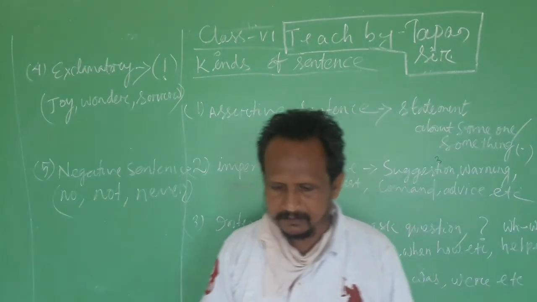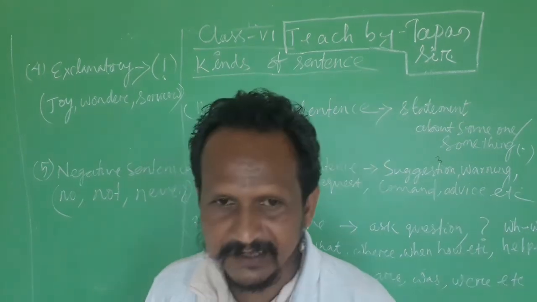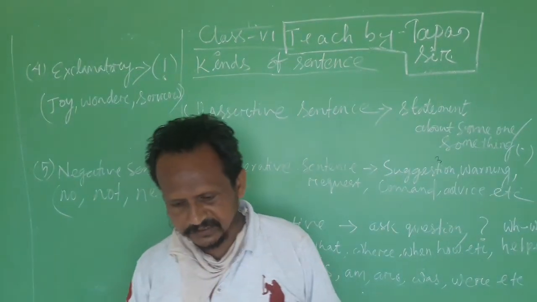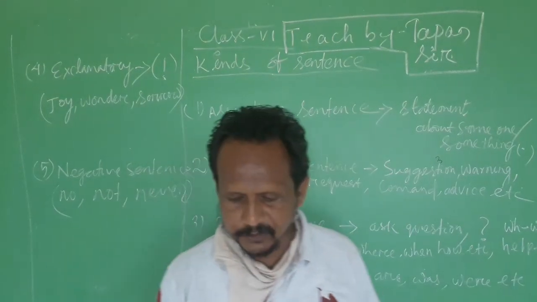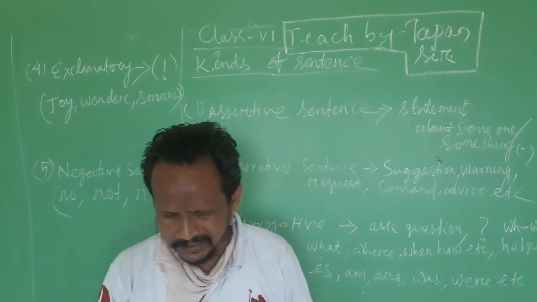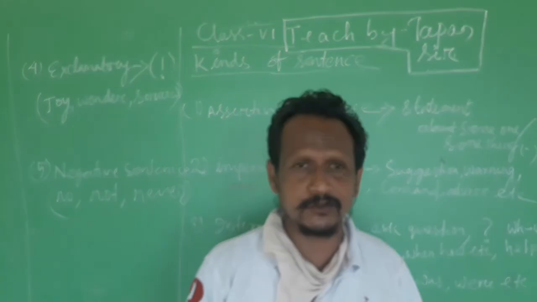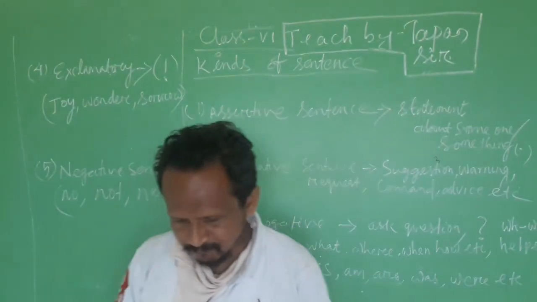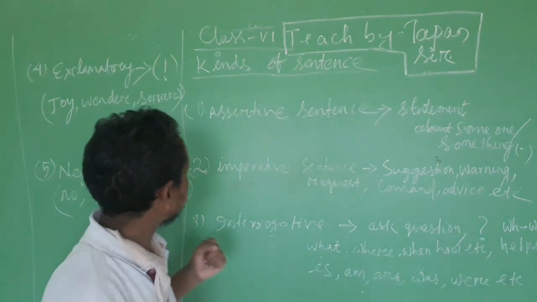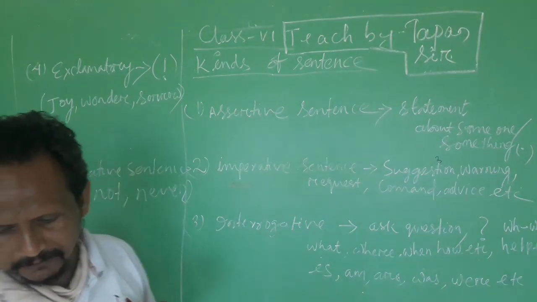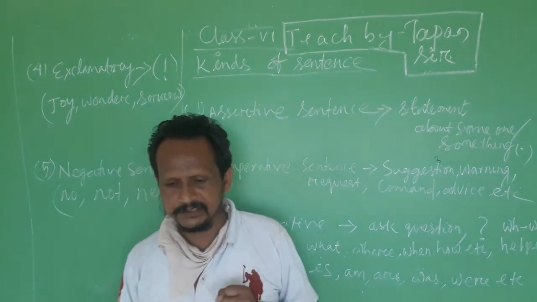For example, honesty never pays. Here never. So this is called the negative sentence. Please do not disturb. Here not is used. Why will you not participate in the tournament? Here not is used. So these are the examples of negative sentence. Okay?